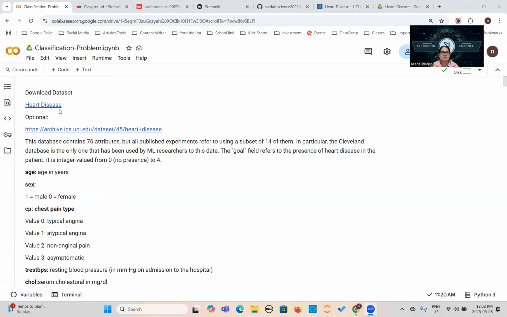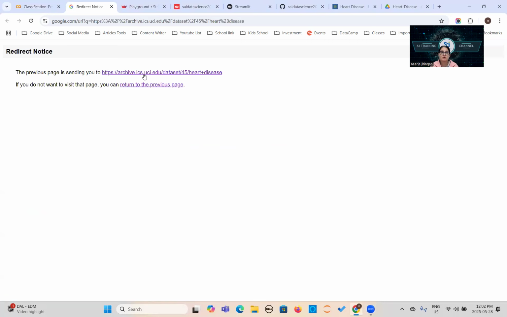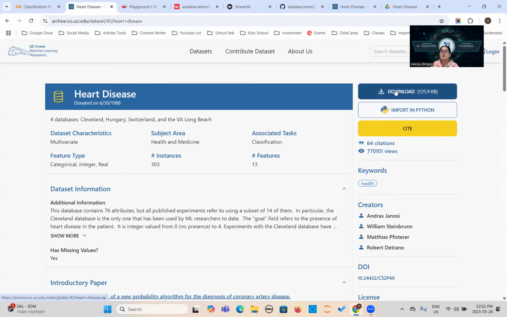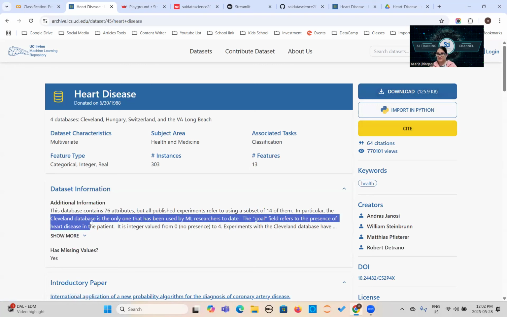I made a few small changes, and we will do a lot of customization using this data set. Okay. The original data set link is this one. Even on Kaggle, they are using it from here. But when you use this resource to download the data set, it actually contains a lot of files, and you can only use the Cleveland database. Okay.